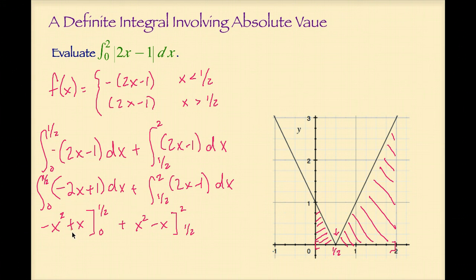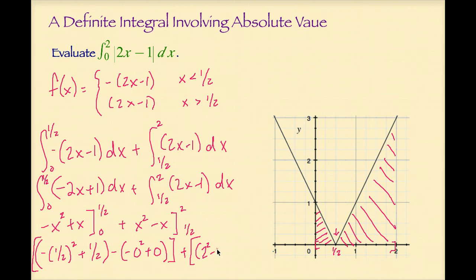First, let's evaluate this integral. I'm going to have negative 1/2 squared plus 1/2, and then I would be subtracting the value of the integrand when I plug in the lower endpoint of integration, which in this case is just going to be negative 0 squared plus 0. And we're going to add this now to the value of the other integral, which is going to be 2 squared minus 2, and then minus 1/2 squared minus 1/2.